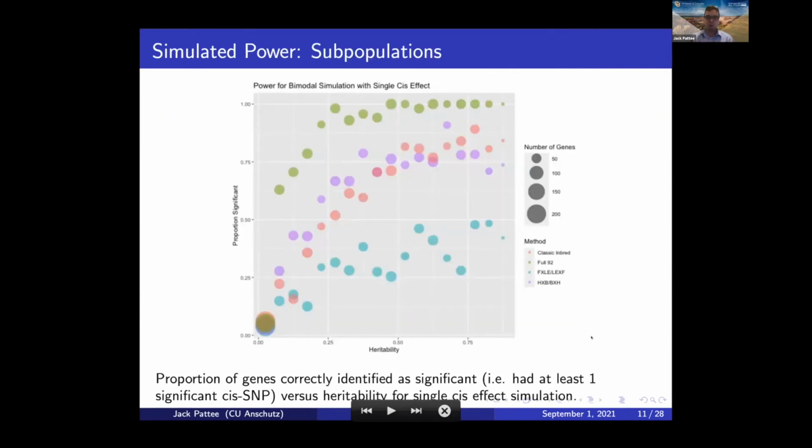We looked at the 4 different subpopulations. We have really good power for the full 92, which is in the green here. Once we exceed 0.2 heritability, we have greater than 80% power. Similar power for the HXB and the inbred strain, then noticeably worse power for the FXLE.